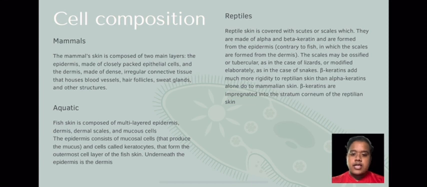I'm going to talk about the skin cell composition. For the mammal, skin is composed of two main layers: the epidermis, made of closely packed epithelial cells, and the dermis, made of dense, irregular connective tissue that houses blood vessels, hair follicles, sweat glands, and other structures.